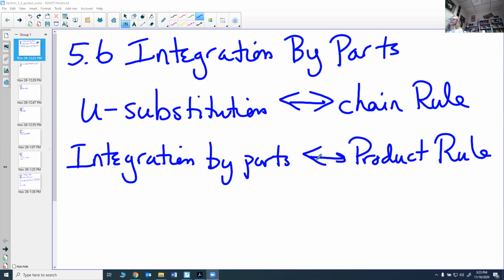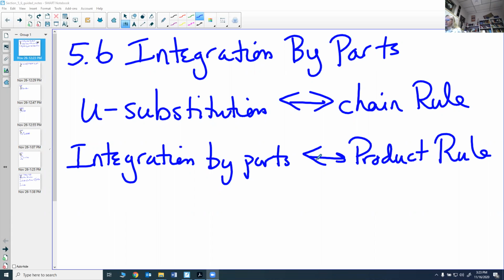So we're going to do integration by parts. Integration by parts is another technique for integration. Just like substitution is a technique for integration that undoes the chain rule, integration by parts actually undoes the product rule.